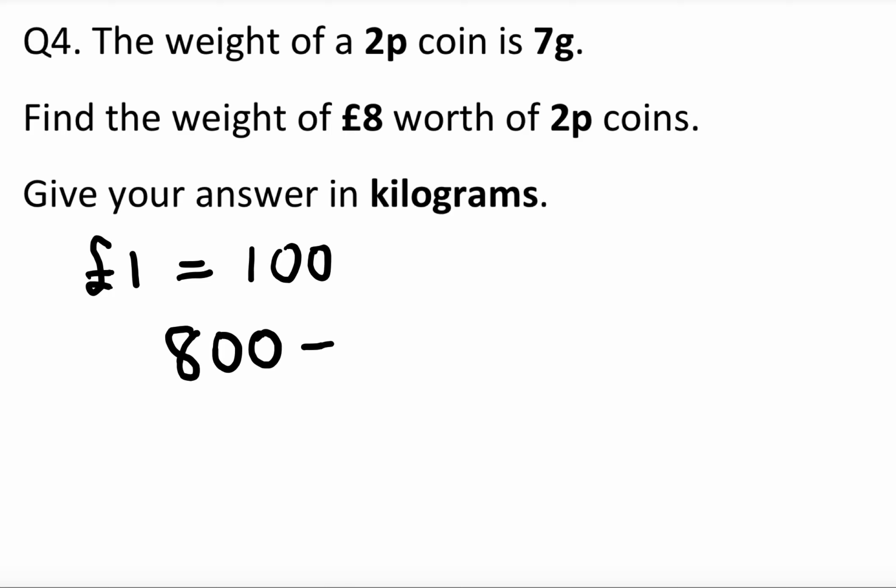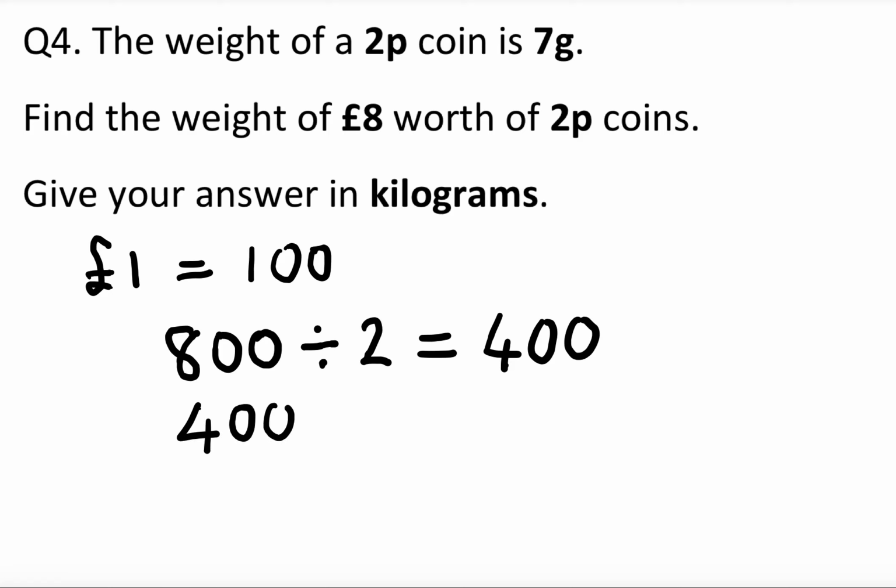How many 2p coins in 800? So if we divide that by 2, that gives us 400. So we know there's 400 2 pences in £8. But what does that weigh? So if we've got 400 and we times that by 7, which is the grams, we'll find out the total weight of the £8.